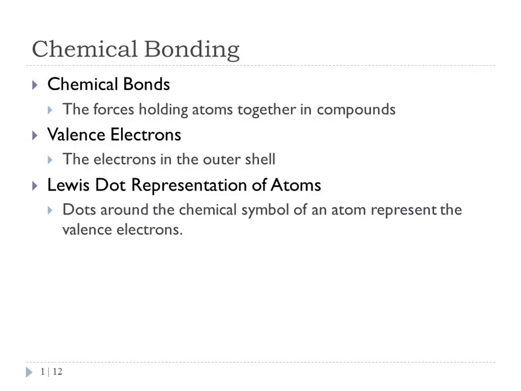So chemical bonds, that's a term for the forces holding atoms together. We're going to talk about ionic bonds and covalent bonds. Valence electrons, we just mentioned, are electrons in the outer shell. Lewis dot representations or Lewis dot structures: we show dots around the chemical symbol of an atom to represent the valence electrons.